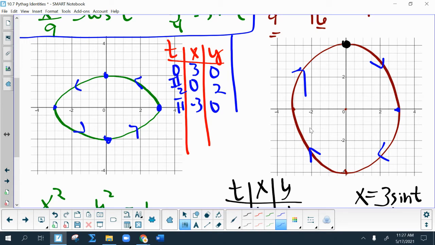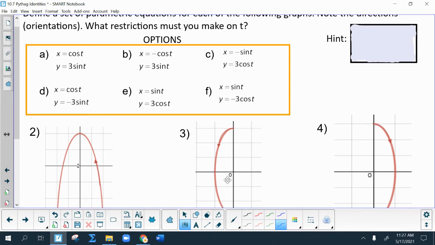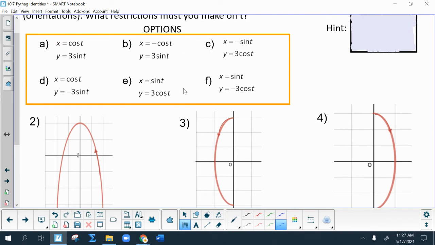All right, on to the back here. For this one, I'm actually going to have you try this on your own, and then I'm just going to tell you what the answers are. Maybe pause the video so that you can try them. What you're trying to do is match A, B, C, D, E, or F with 2, 3, and 4. So which one is A, which one is B, and C, or whatever. You're trying to figure out what happens if I make something negative versus positive, if I put the cosine first and the sine second, or vice versa.